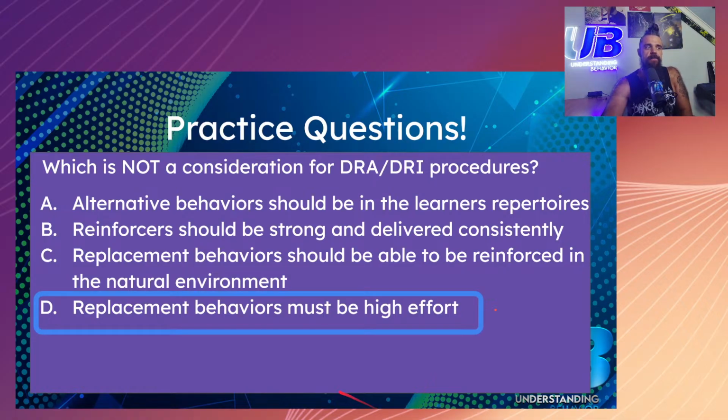Our answer is going to be D. So replacement behaviors must be high effort is not a consideration. We want them to be lower effort, so they're going to be more easily acquired. We want to make the problem behaviors higher effort. We want to make our replacement behaviors very low effort.